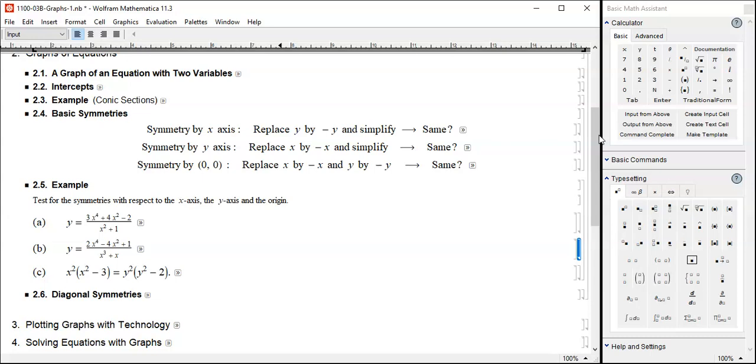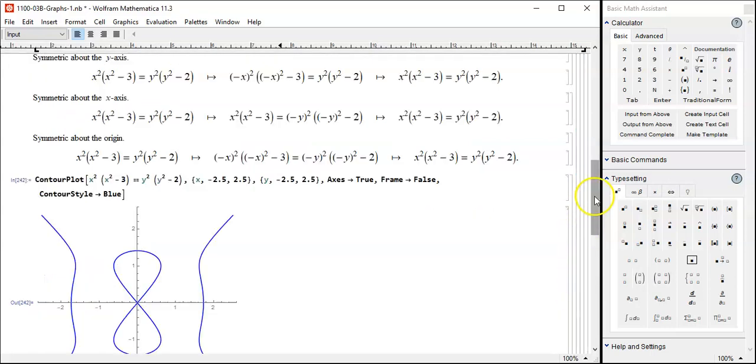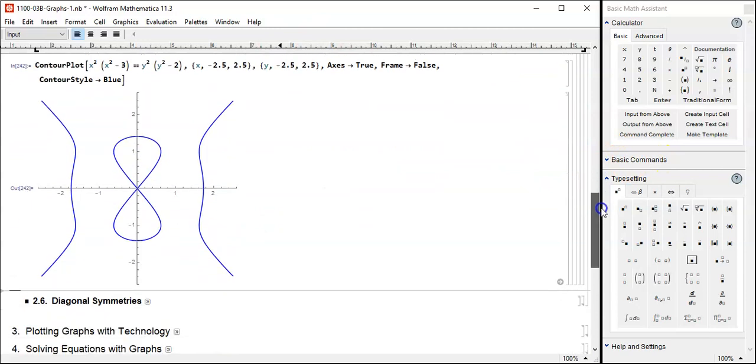Another problem here. Symmetry by x-axis, symmetry by y-axis, symmetry by origin. You must check, check, and check. I'm going to leave the details to the students. As a matter of fact, details over here. Okay, I'm going to let you work those out.